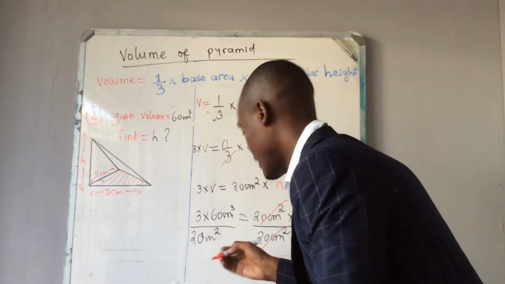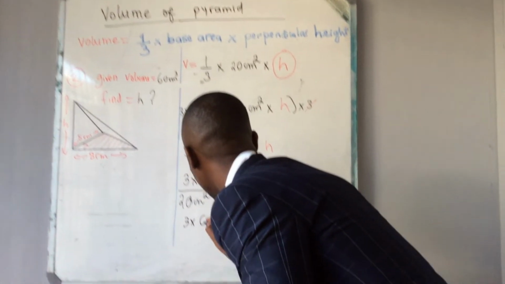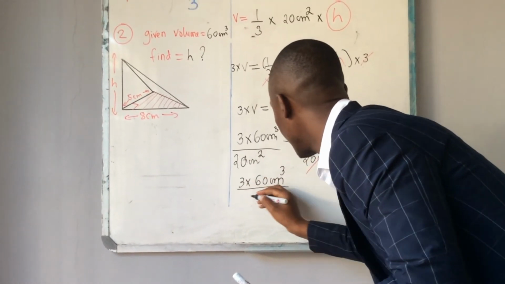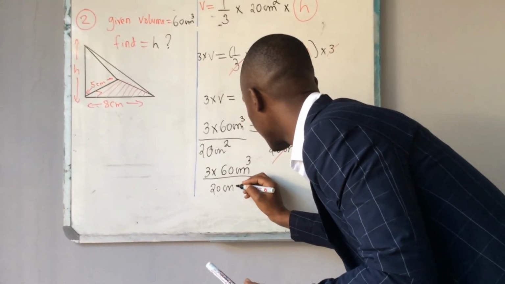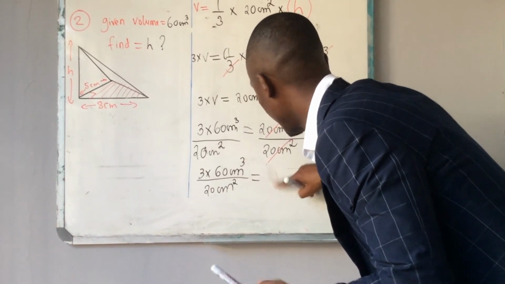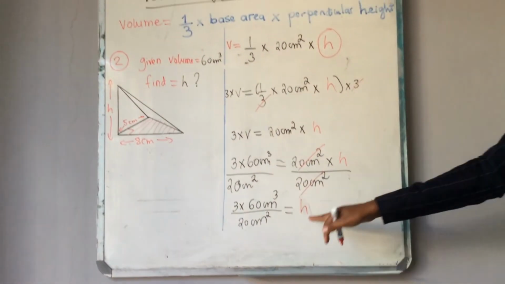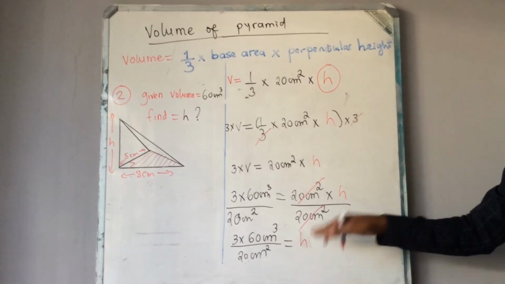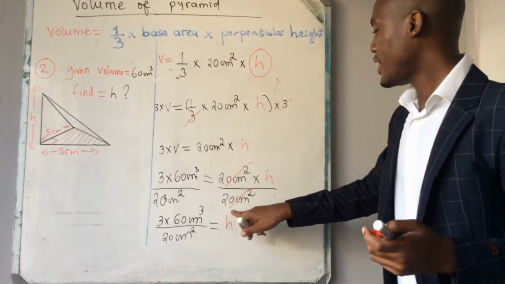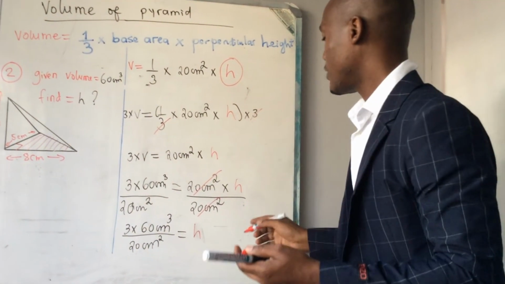So we have here then 3 times 60 centimeters cubed over 20 centimeters squared equals, in this case, h. And that's what we wanted, because we wanted to have h alone, being the subject of the formula. Now h is the subject of the formula. Now because h is the subject of our formula, then we can find what is the value of h. Now we can then rewrite it.